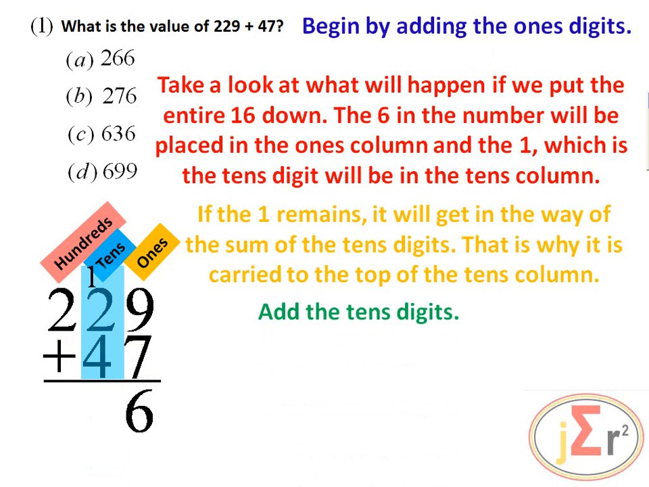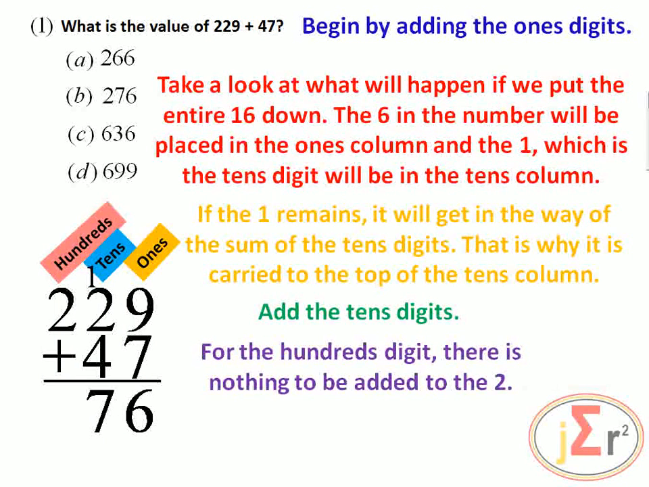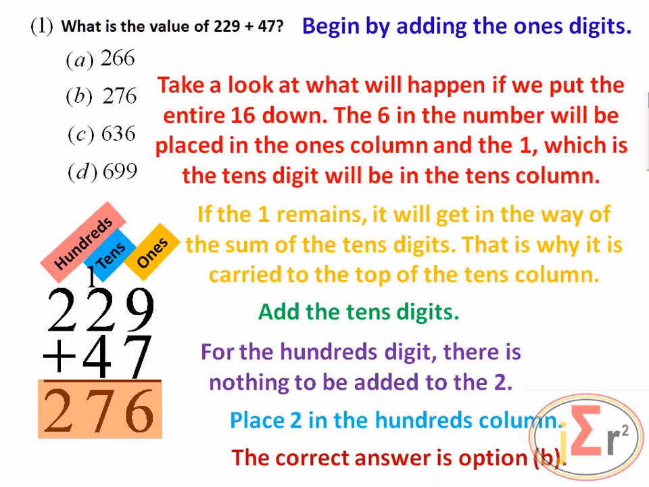Add the tens digits. What do we get? 7. I hope that's the same thing that we'll get. 1 plus 2 plus 4, and that is equal to 7. And finally, for the hundreds digit, there is nothing to be added to the 2. It will return as it is. Place 2 in the hundreds column. That answer is represented by? Option B. It is represented by option B. The correct answer is option B.